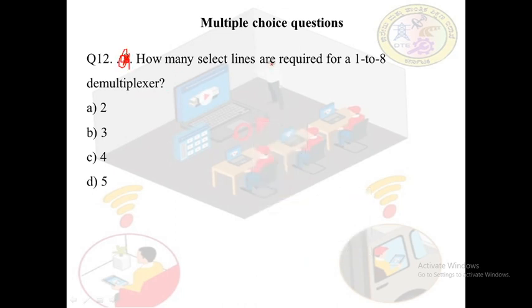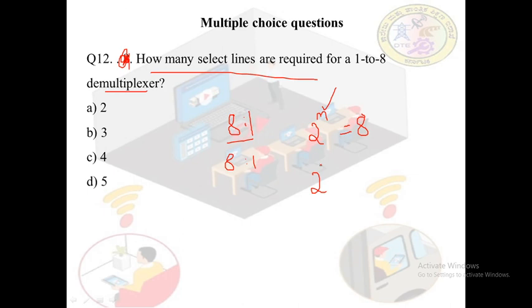Next question. How many select lines are required for a 1:8 demultiplexer? When we say 1:8 or 8:1, it is one and the same: 8 inputs and 1 output. With 8 inputs, we know the relation 2 power m equal to 8, where m represents the number of select lines. So 2 power 3 will make it equal to 8. Therefore, the number of select lines required is 3. Option B is the right answer for the 12th question.